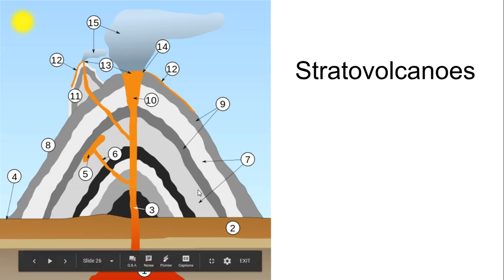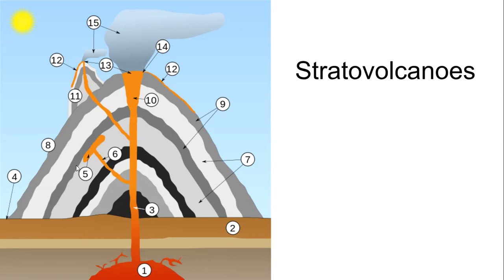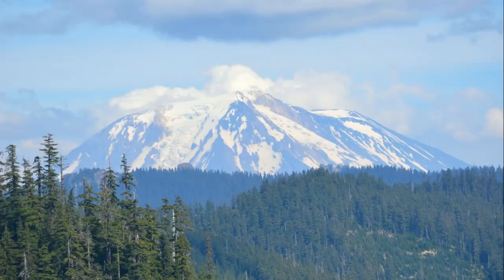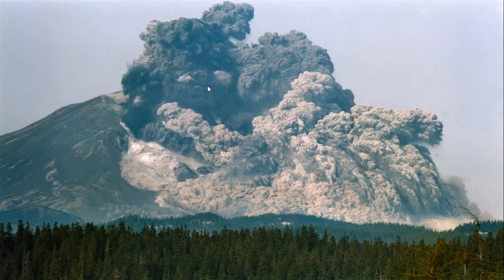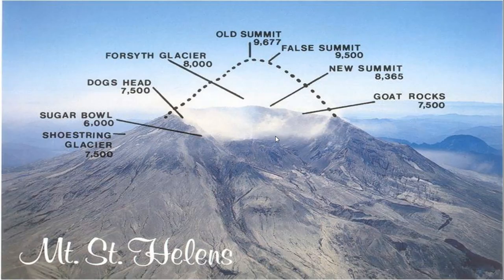But the big thing is that they're a composite of alternating layers of lava and ash. And so they also have the name composite volcanoes. Here's an example of one. You can see the steeper sides. Here's Mount St. Helens blowing its top in 1980, erupting sideways. Here's Mount St. Helens again, showing you there where the current summit is and where the old summit used to be.